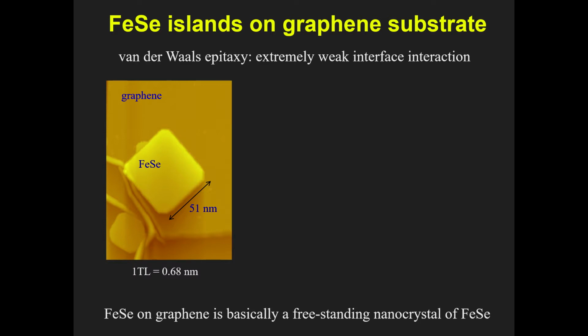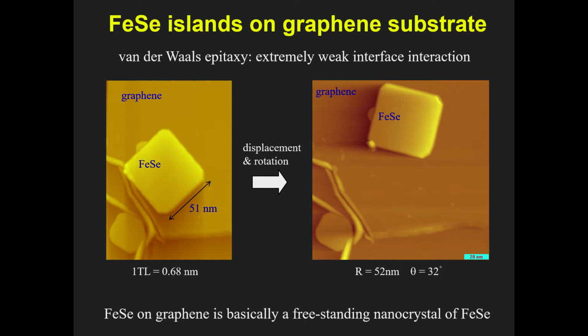They wanted to grow this material on graphene because it's very easy. It turns out the coupling between iron selenide and graphene is very weak. The bonding between them is van der Waals. So the iron selenide just grows into tiny pieces of nanocrystals on the top. To show you how weak the bonding is, they can actually use the STM tip to move this island as a whole. You can see they can just push it a little bit from the edge and even rotate it a little bit. It's the same island.